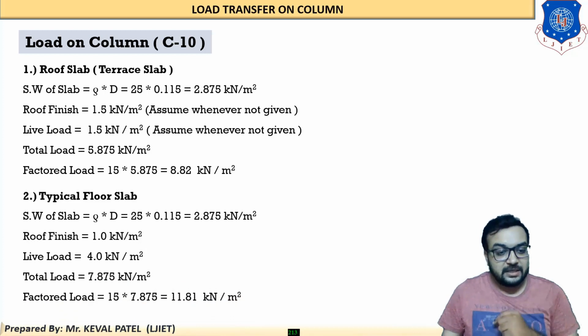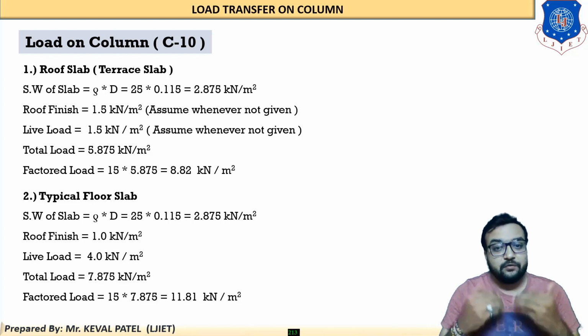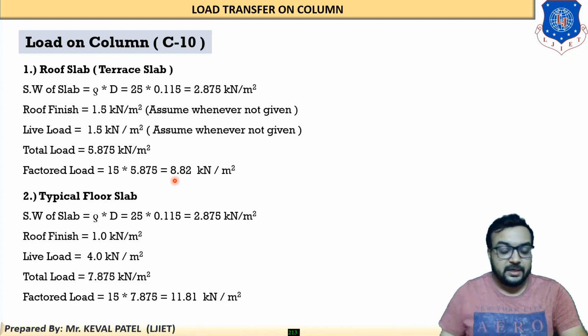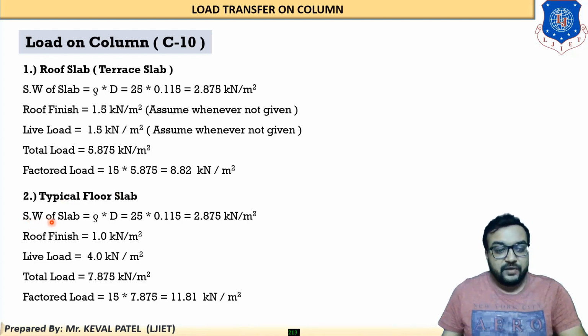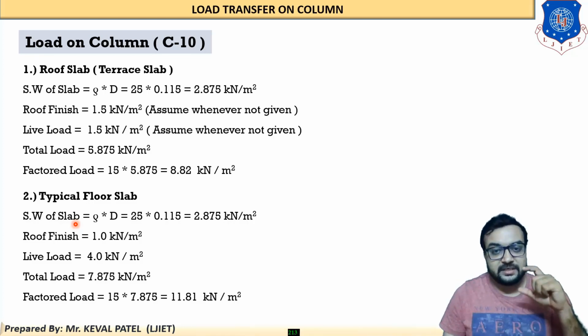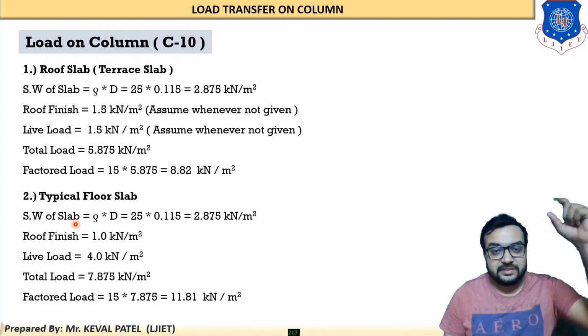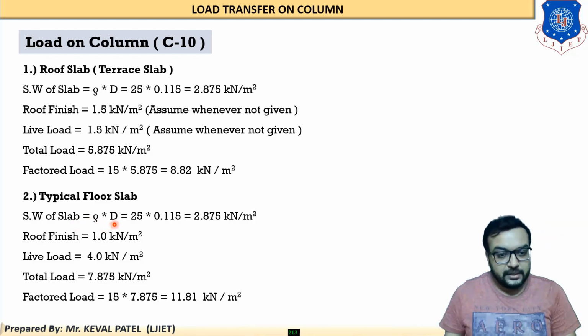Second one is the typical slab load. So students, all the loads on the slab remain the same, and only the values change. You can see that the first one is the self weight of slab, and this load remains the same because the thickness of slab is the same for all the slabs. So rho into d is equal to 2.875 kilonewton per meter square. Now the change is roof finish, which is also called floor finish.